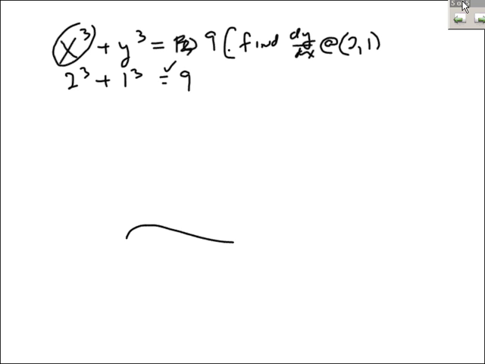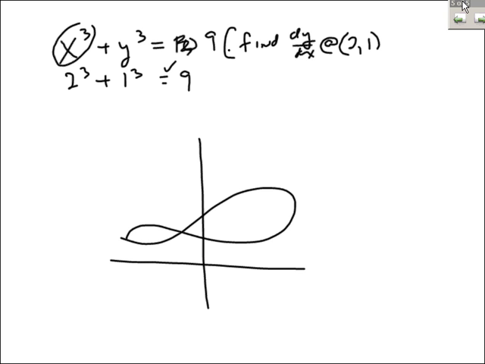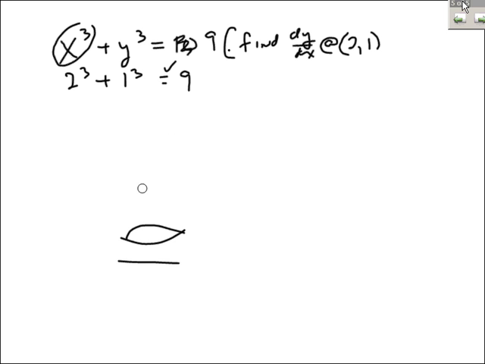If the curve looks like this, for example, and here is 2 on the x, and here is 1 on the y, we're looking for the slope of this tangent line. That's what we're looking for, the slope of that tangent line. The derivative at a point is the slope of the tangent line at that point. Okay, so let's take the derivative.